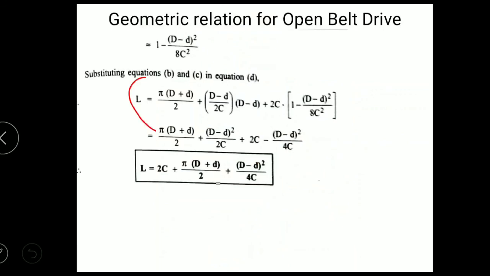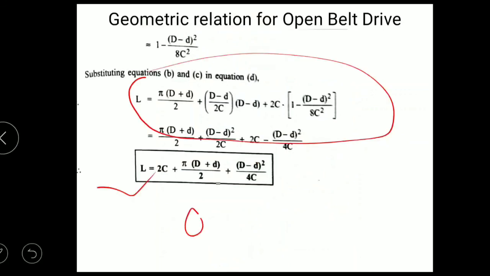So through that, for the open belt drive, L is equal to 2c plus pi into capital D plus small d divided by 2, plus in bracket capital D minus small d bracket square divided by 4c. Is that clear? Okay. So this is for the open belt drive geometric relation. So the next part will be the cross belt drive geometrical relation.